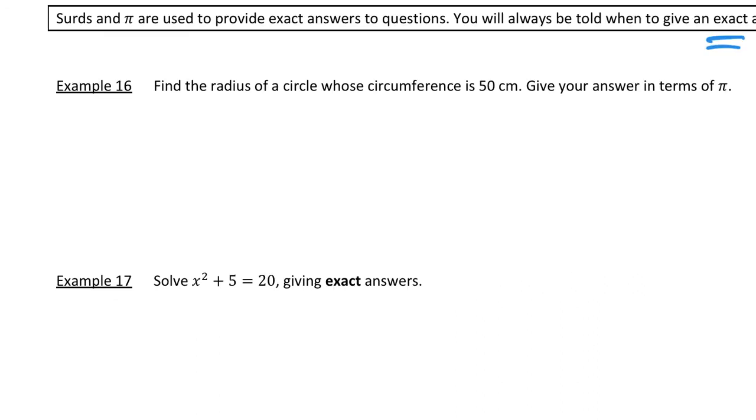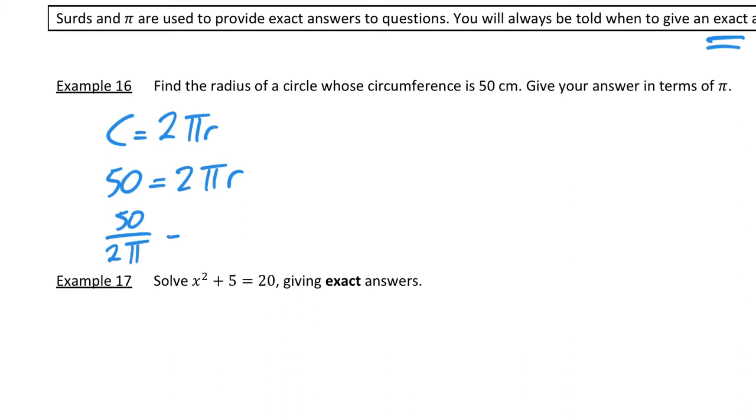Example 16 says, find the radius of a circle whose circumference is 50 centimeters. Give your answer in terms of pi. Right. Mentions circumference, mentions radius. I'm going to write down C is equal to 2 pi r, and I'm going to fill in what I know. We're told the circumference is 50, so that's 2 times pi times r. So then that means 50 divided by 2 pi is equal to r, and you could cancel that down a wee bit. Top and bottom divide by 2 to give you 25 over pi. But that is as good as you can go, that's a perfect answer, and that is your answer. Just give it units, that's going to be centimeters.